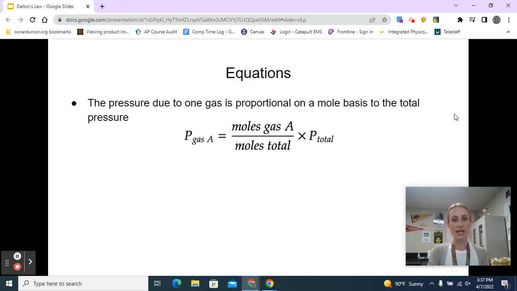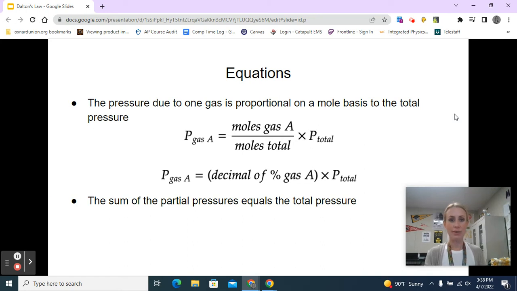You can also see that the moles of gas A over moles total, that's like a percentage. So you can also use this equation right here. It is the pressure of gas A is equal to the decimal of the percent of gas A. So for example, if it's 50%, that's 0.5 for the decimal of the percent, times the total pressure.